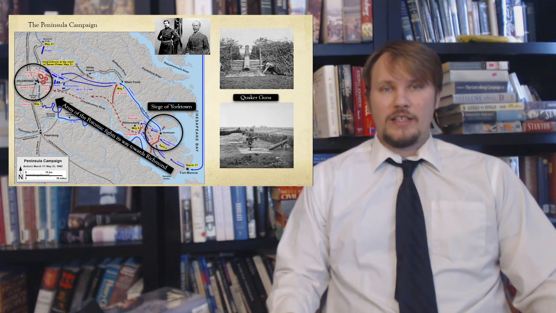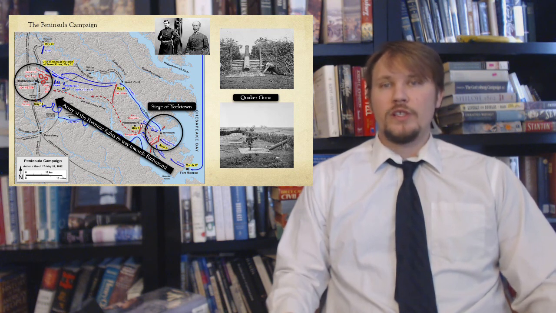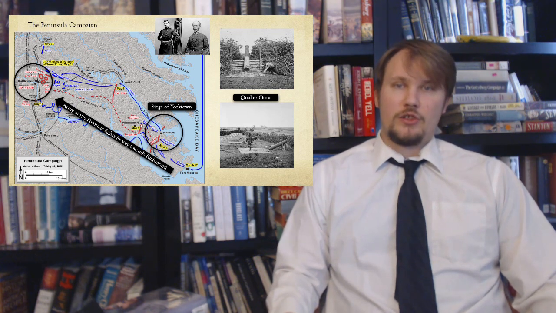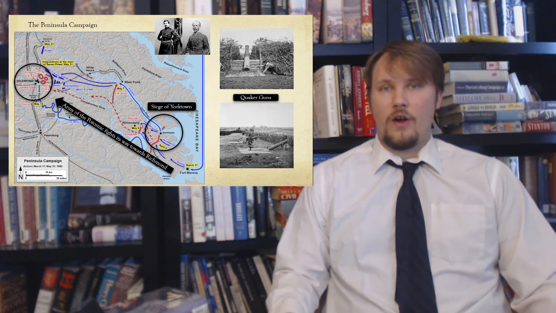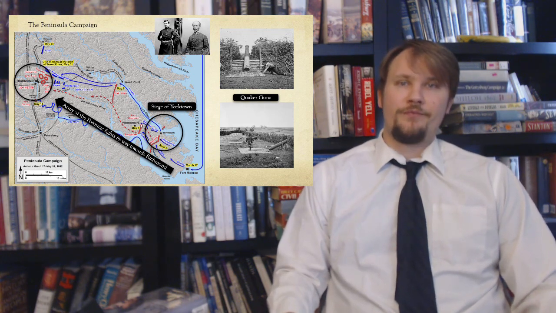When the Confederates finally left and Union forces moved forward, they found lots of Quaker guns in the abandoned Confederate fortifications. A Quaker gun is just like a tree log that's painted to look like a cannon, so it looks like your enemy's defenses are more formidable than they are. So McClellan gets duped during the siege of Yorktown.